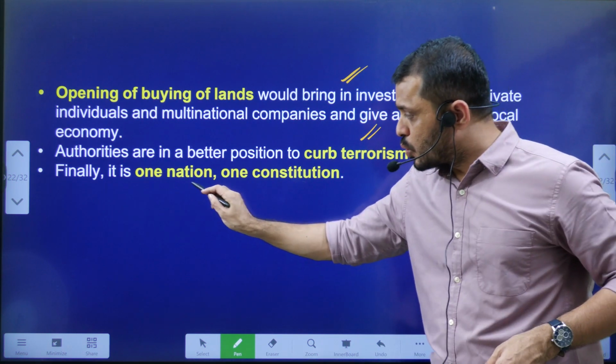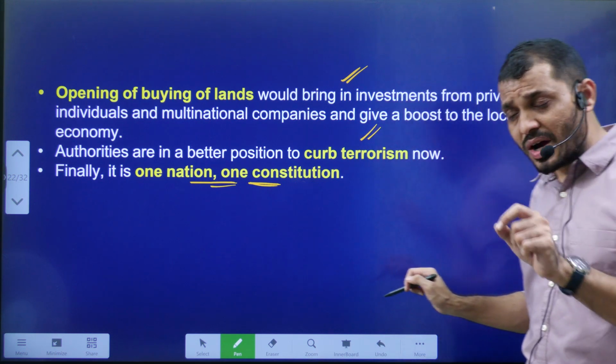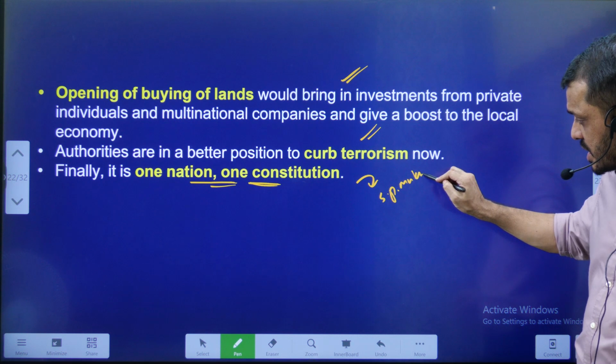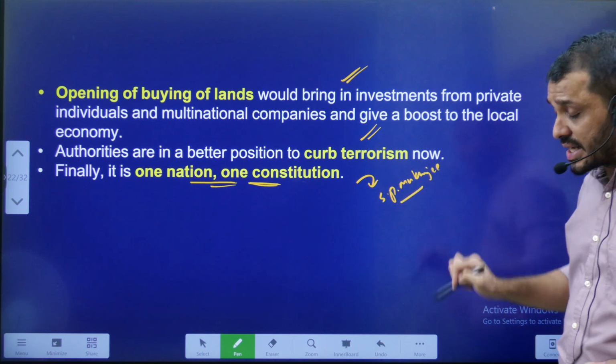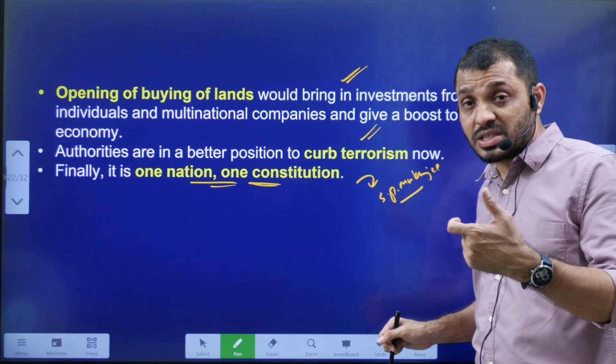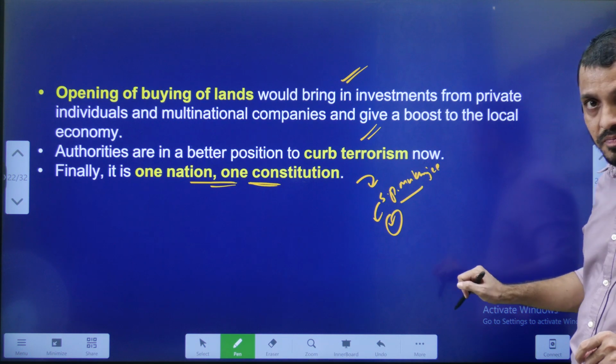And finally, the one nation, one constitution proposal. Actually, it was strongly supported by Shyam Prasad Mukherjee. He strongly opposed Article 370. Because of that, he was even arrested by the police officials. In police custody, he lost his life, Shyam Prasad Mukherjee.